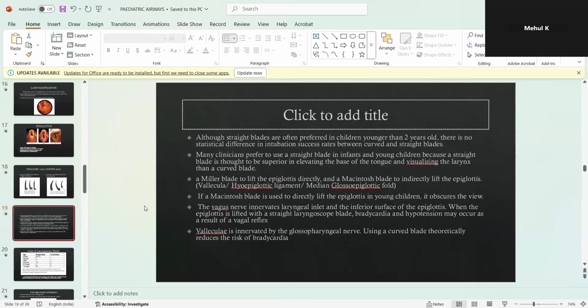So why do we always get confused about whether to go for a straight blade or a curved blade? The usage of these blades doesn't just have anatomical and success rate of intubation impacts, but they have physiological and laryngoscopy responses that are different from each other. Over the years, after studying multiple groups of pediatric populations, they have come to the conclusion that the success rate of intubation between curved and straight blades in children younger than 2 years old is the same.